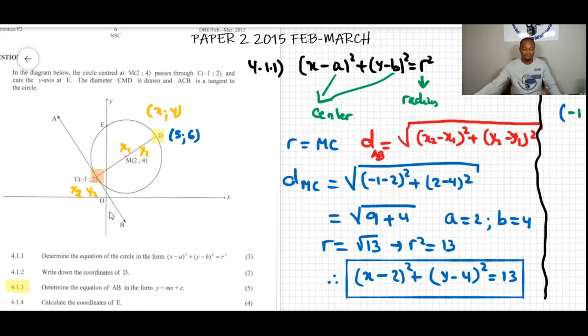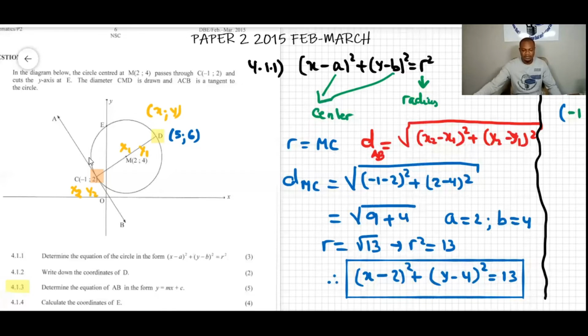Now, in the previous question video, we did question 4.1.1 and 4.1.2, and now we're going to do 4.1.3. The question says, determine the equation of AB in the form y equals mx plus c. This is the line we're looking for, AB. AB is the same thing as ACB. We need to find this equation in the form y equals mx plus c.